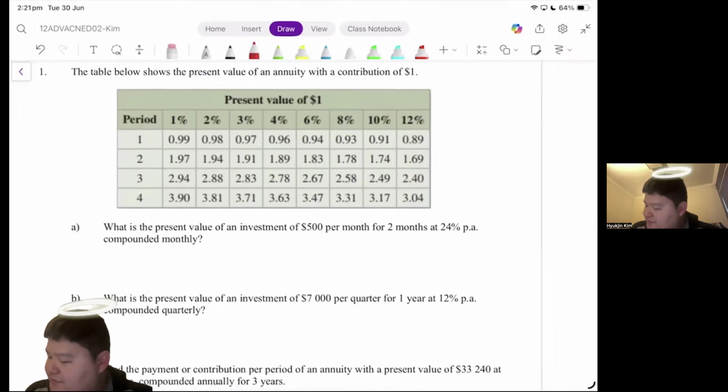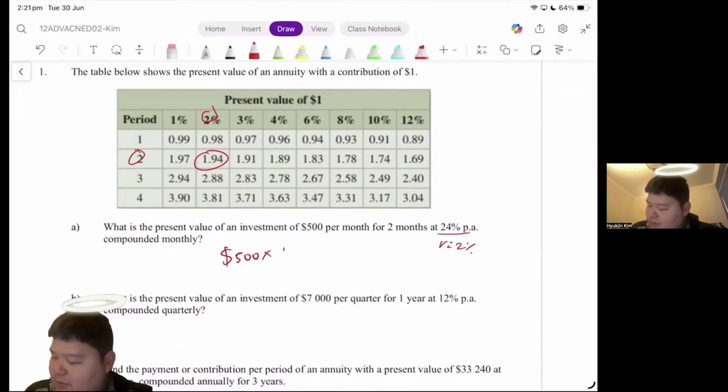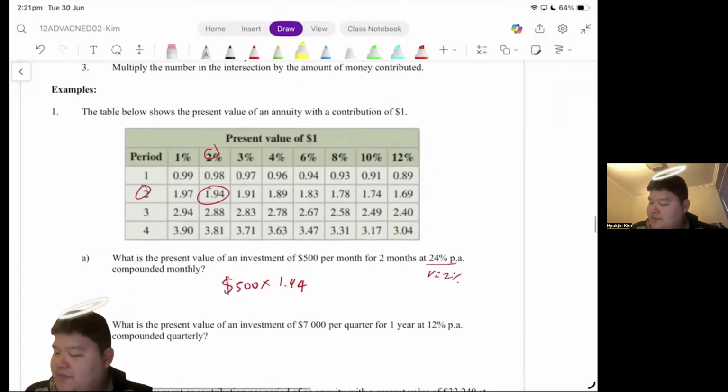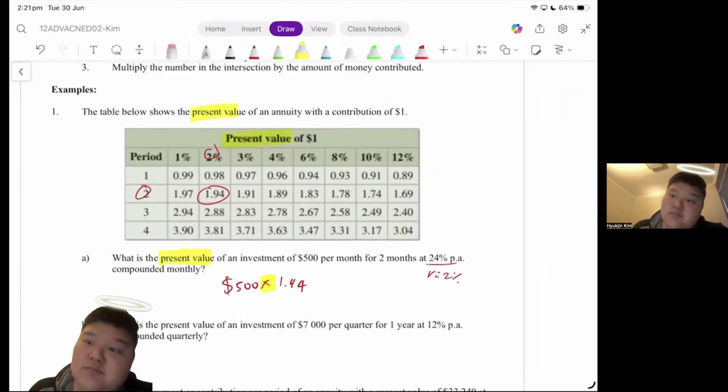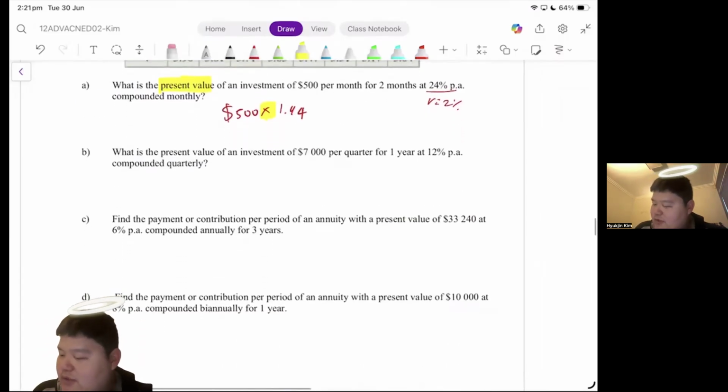Now, what is the present value of an investment of $500 per month for 2 months at 24% per annum compounded monthly? This just means r equals 2% per period, and we're doing this n equals 2 times. So now all we need to do is take $500 and multiply by 1.94. We notice something nice: if I am given the present value table and the question asks for the present value, all I need to do is just multiply. Same thing for question B.